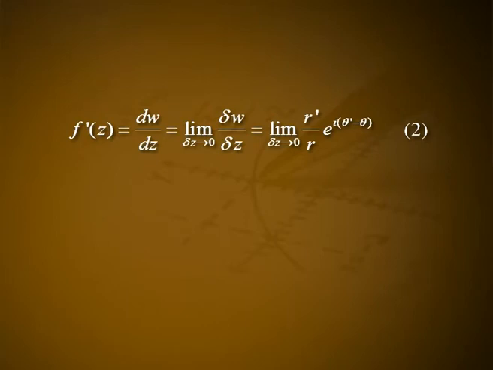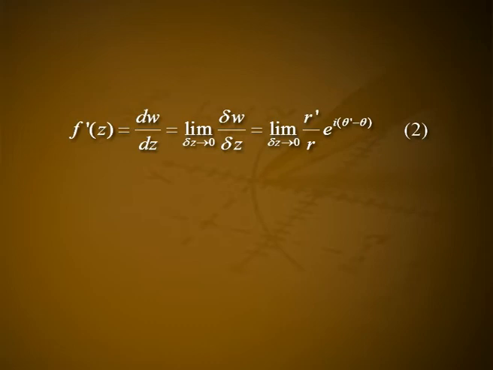f'(z) = dw/dz, which is equal to the limit as δz tends to 0 of δw/δz, which is equal to the limit as δz tends to 0 of (r'/r) e^(i(θ' − θ)).